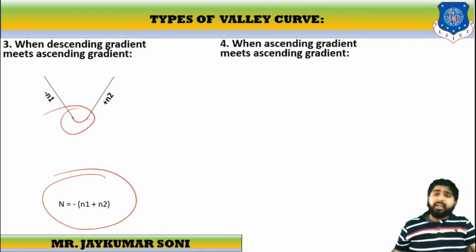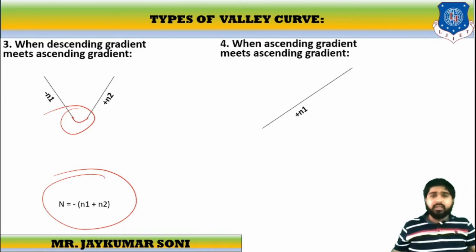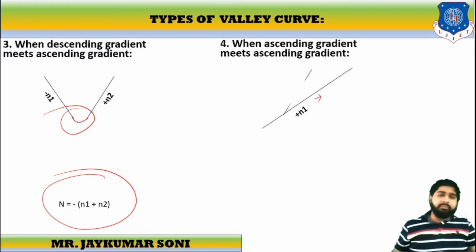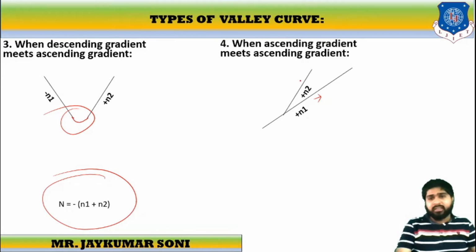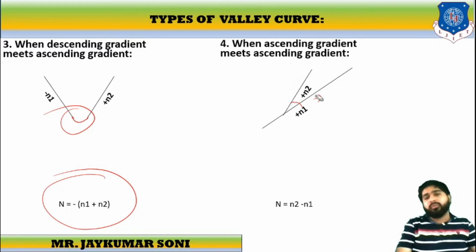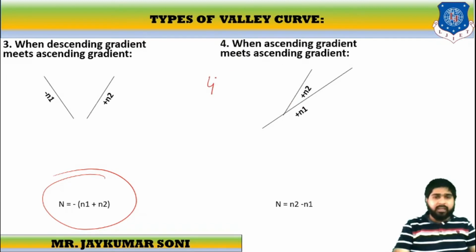And when an ascending gradient meets an ascending gradient, this is the ascending gradient in this direction, and it meets this ascending gradient, which is also in this direction, then this is the deviation angle. The equation for n is n2 minus n1, because that is the algebraic difference between the two values. Fine. So these are the 4 types of valley curves. Valley curves are also called sag curves.